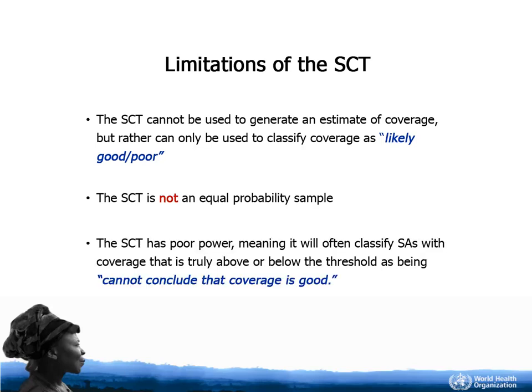Lastly, the SCT has poor power, which means that it will often classify supervision areas with coverage that is actually just above or below the threshold as "cannot conclude that coverage is good."